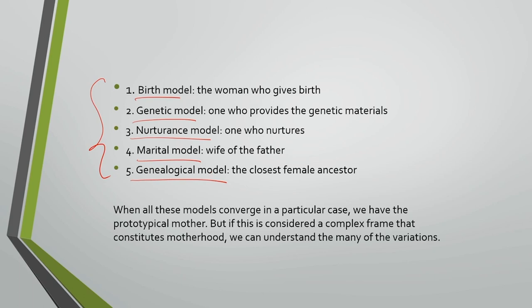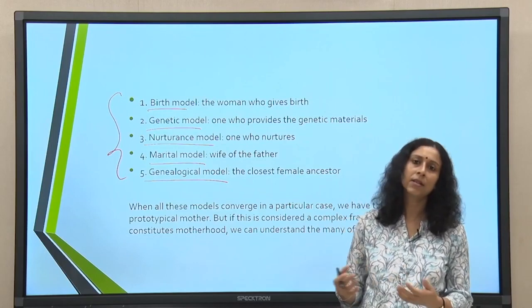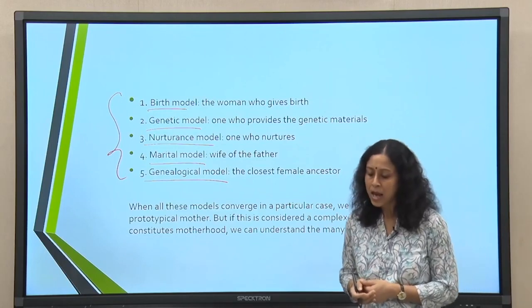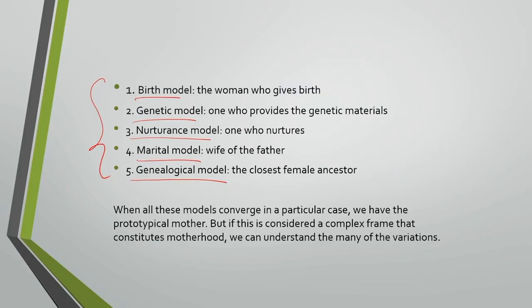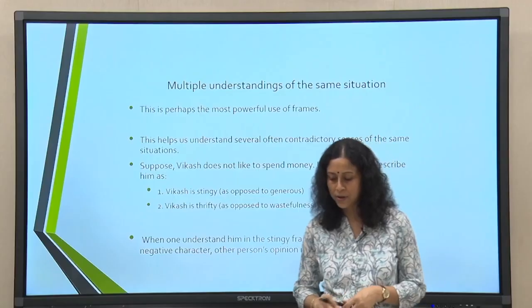So a person in which all these five models converge is the prototypical mother, that is the mother that we all identify with immediately. However, there can be cases where any of these five models can be violated, but still, because the token satisfies any of these types, it can still be called a mother. So, we have to really figure out how it is happening, and this is how it is happening as far as George Lakoff is concerned. So, this is considered a complex frame, not a simple frame, it is a complex frame that constitutes motherhood, and we understand all these variations by using these models.